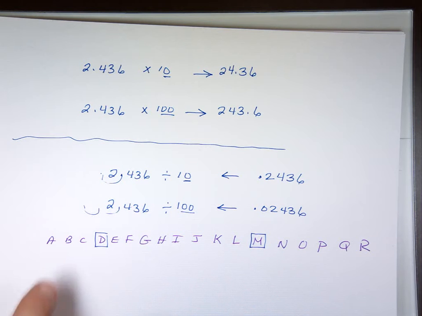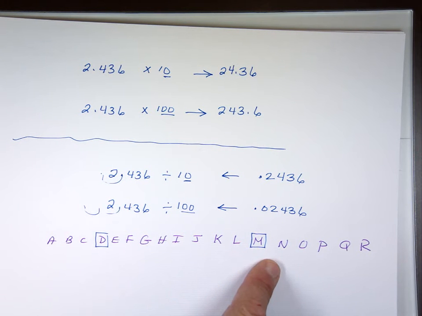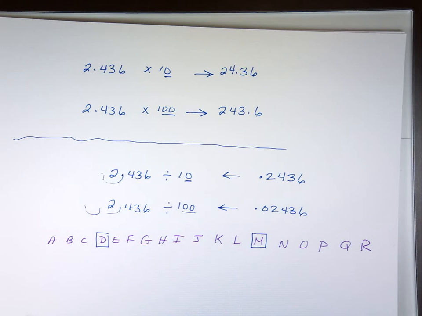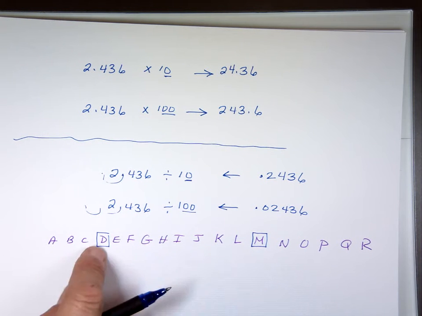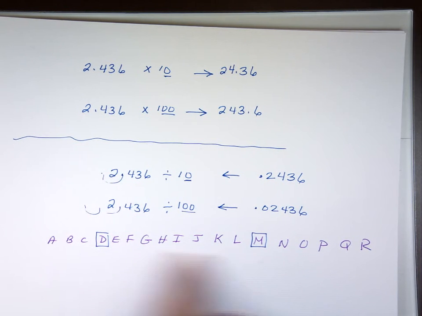M, where is the M? Left or the right? On the right. When you multiply, you go to the right. D for division. You go left or right if you had M, so you go to the left. So that's one way for me to remember that. If it makes sense, fine. If it doesn't, find another way for you to remember that.